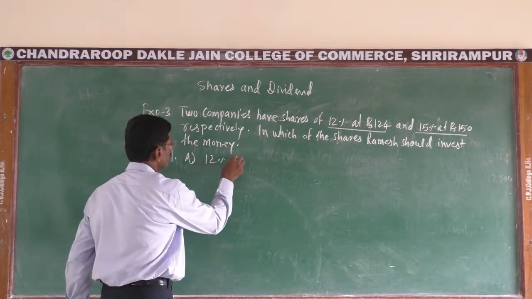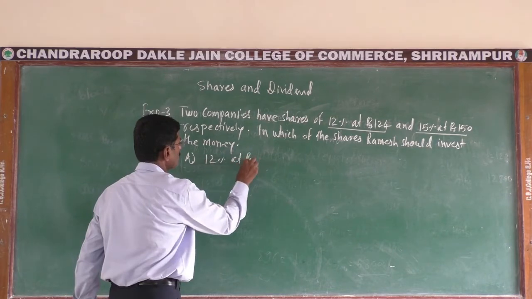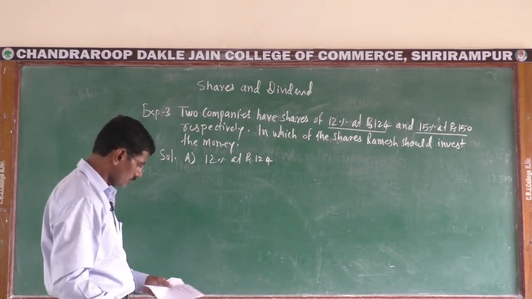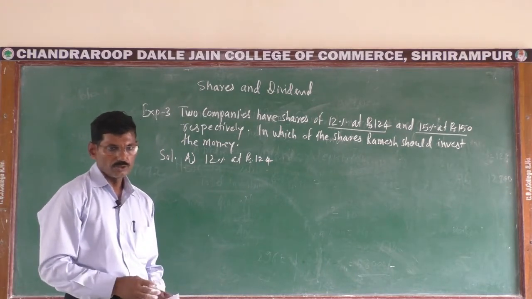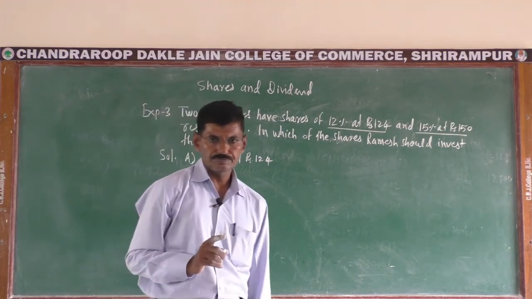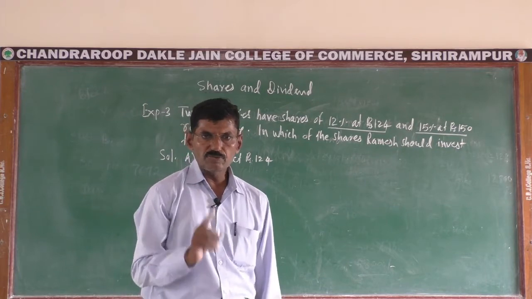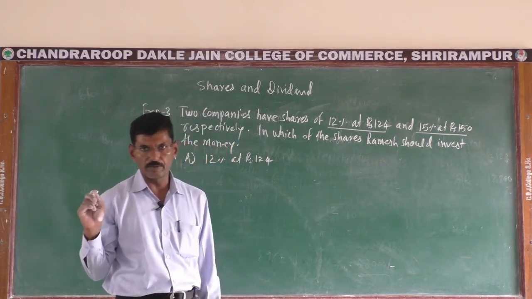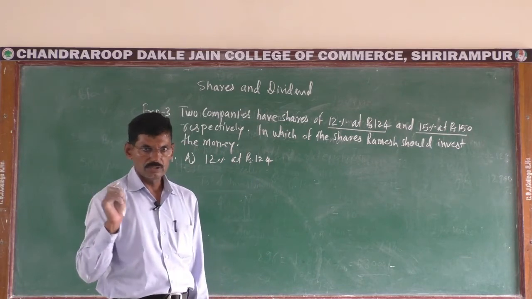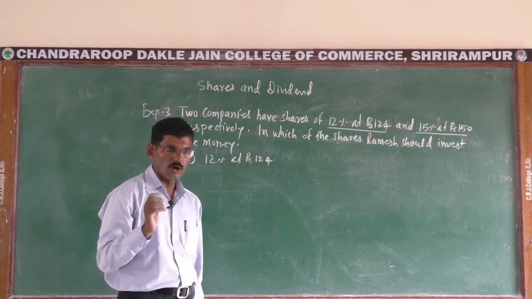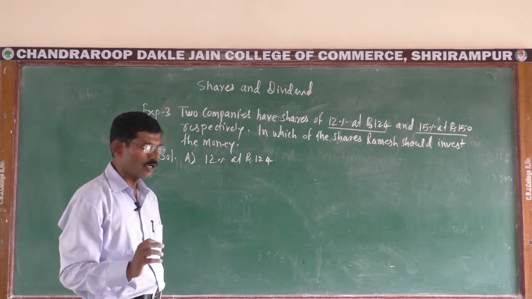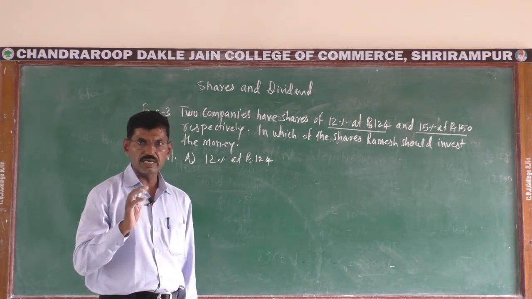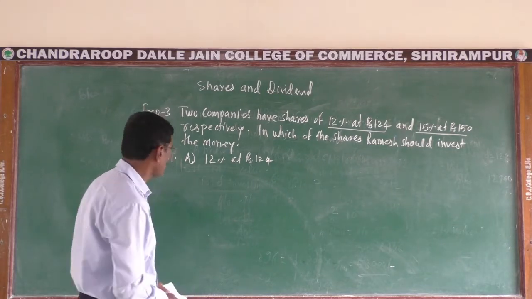First, the option A, 12% at rupees 124. We know that if the rate of return is higher, the investment is profitable. Therefore, we have to compute the rate of return on each investment. The rate of return is higher, the investment is better.